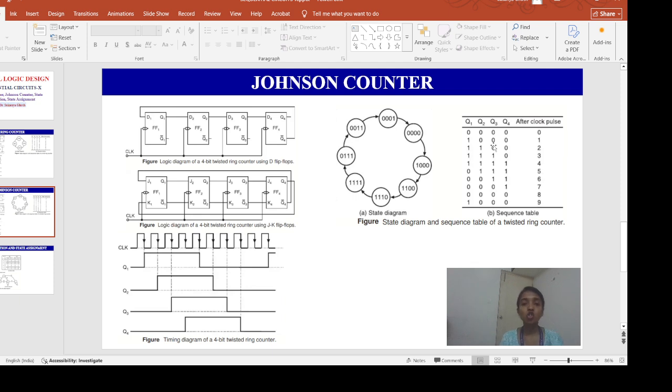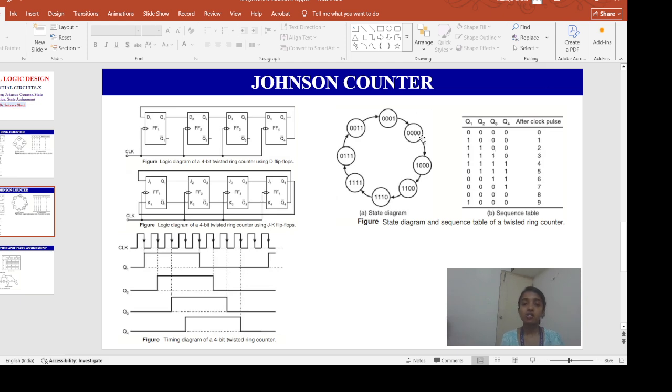So it is a mod 2n counter, and it is more economical than the normal ring counter, but less economical than the ripple counter. It requires 2-input gates for decoding regardless of the size of the counter. That means it requires more decoding circuitry than the normal ring counter, but less than the ripple counter, and it represents a middle ground between the ring counter and the ripple counter.